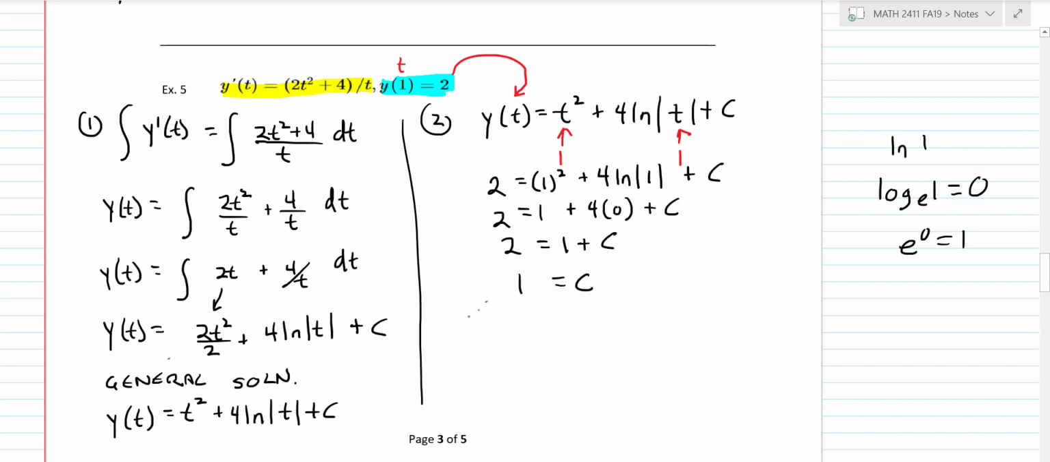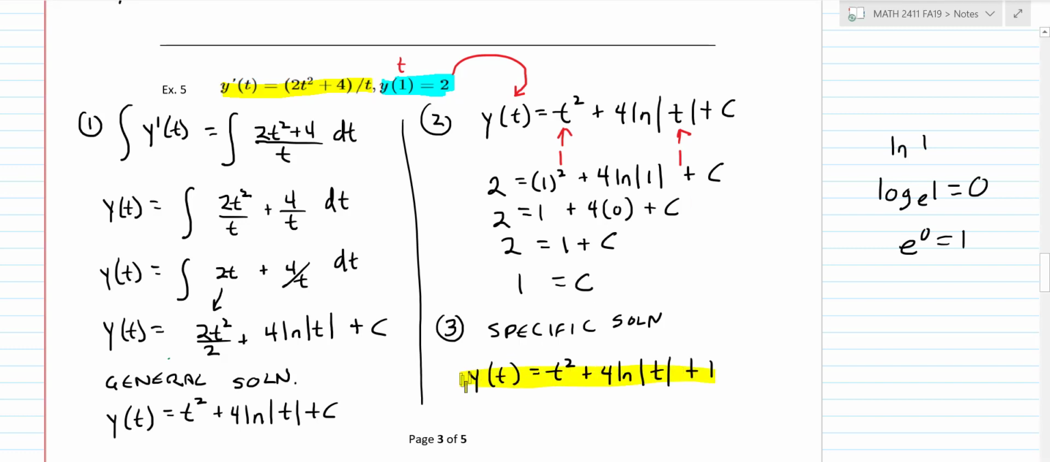That means now we just put it together and we get this specific solution, since we have found the arbitrary constant. We'd have y of t is equal to t squared plus 4 ln absolute value of t plus 1. That would be your specific solution to that differential equation. You're going to do some of these type of problems where you just have a function you integrate on both sides. That's the first type of differential equation. Generally, even in Calc 1, students learn how to do this. This may already look familiar to a lot of you.